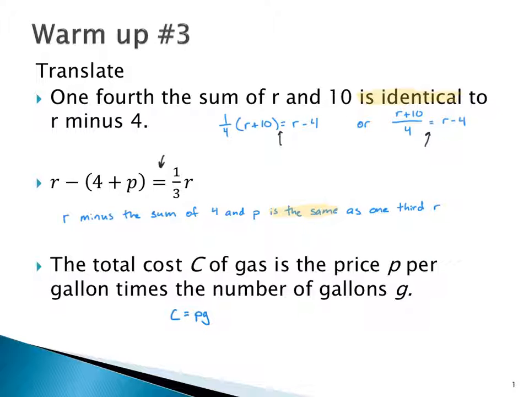This bottom one is pretty much a stereotypical word problem. What that means is you'll be seeing a lot of these where it gives you the variables and then tells you what to do with them. So in this one, the total cost of gas is, there's that equal sign language, and then it tells you what to do with them. So the price per gallon times the number of gallons. So P times G.